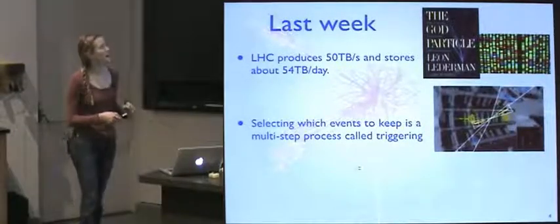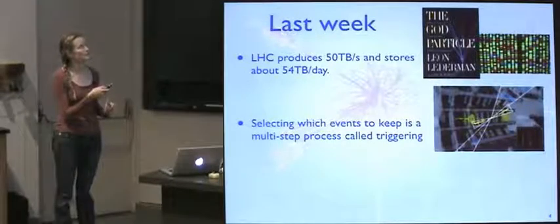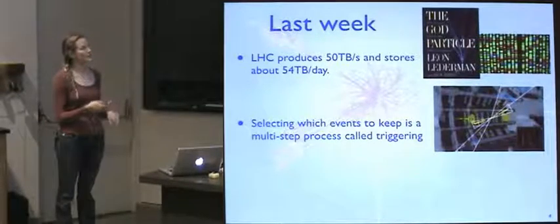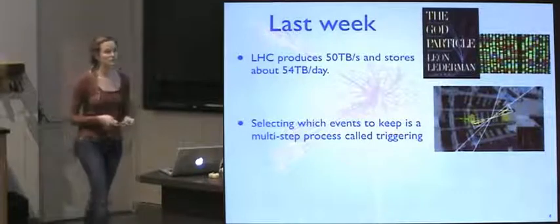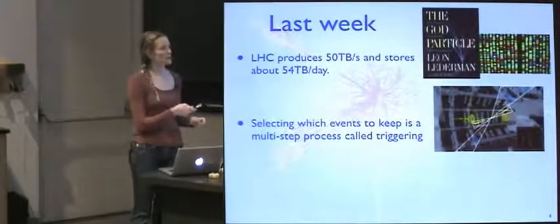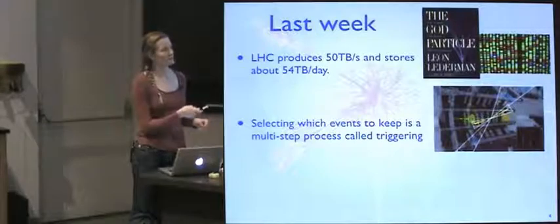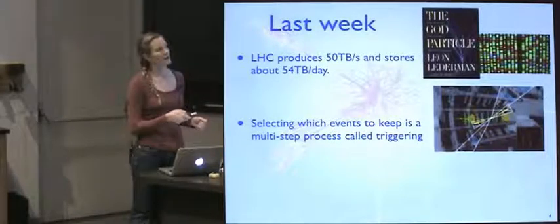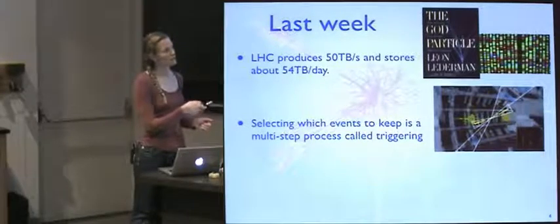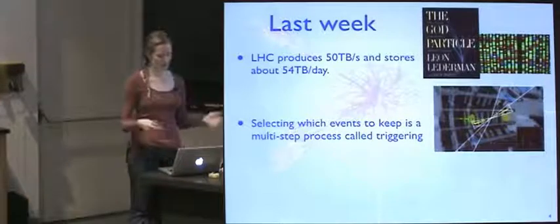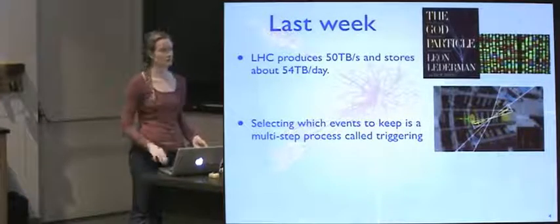And the way we decide which of these 50 terabytes per second to save is that we have a multi-step process called triggering, which helps us save interesting events. We look at the data in the detector first in a very coarse-grained way, and then we look at detailed information just in little segments, and then we look at the whole detector in order to decide which events we can keep.